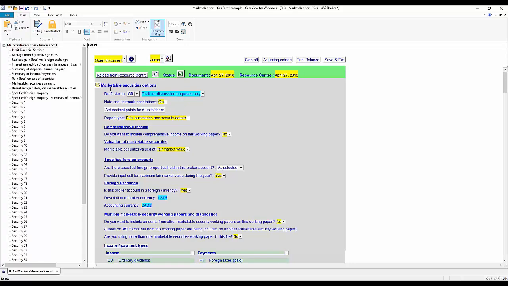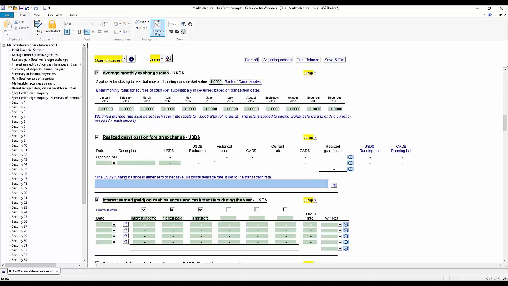The next area I'm going to go to is the average monthly exchange rates. And this table lets me enter the average monthly exchange rates for the two currencies. I know at the end of the year, my spot rate is going to be 1.25. So I simply enter that into the cell. For January, my average monthly rate was 1.25. And for February, it was 1.1.